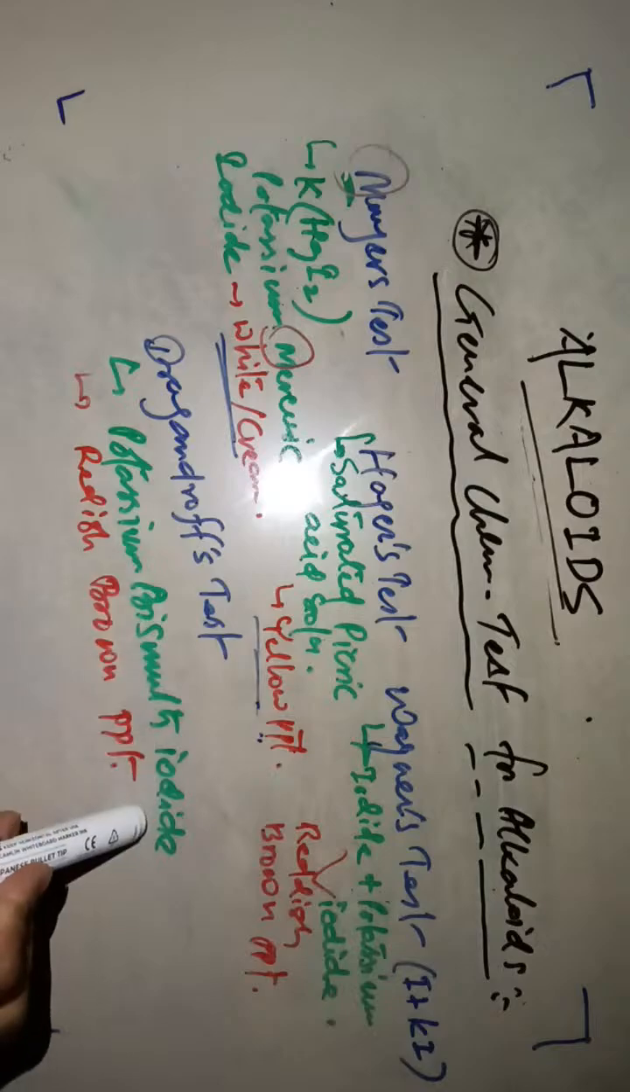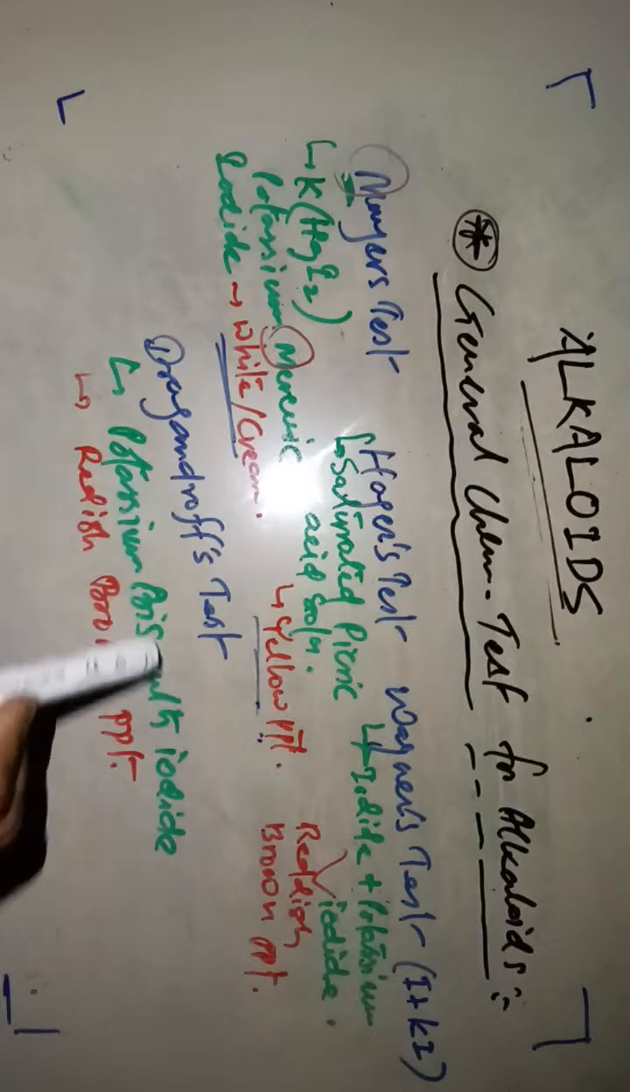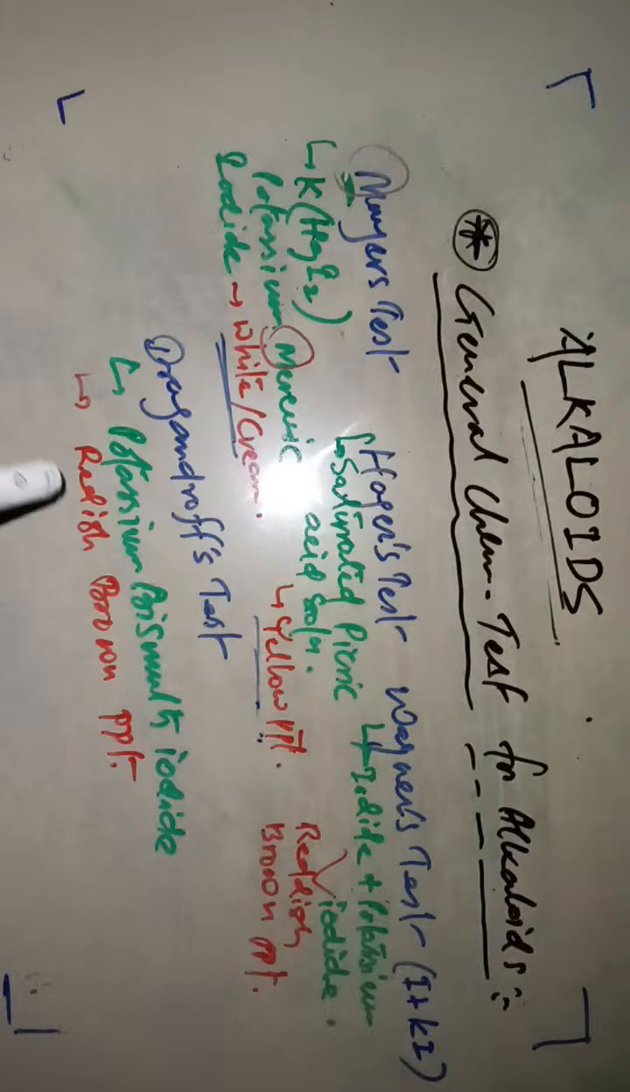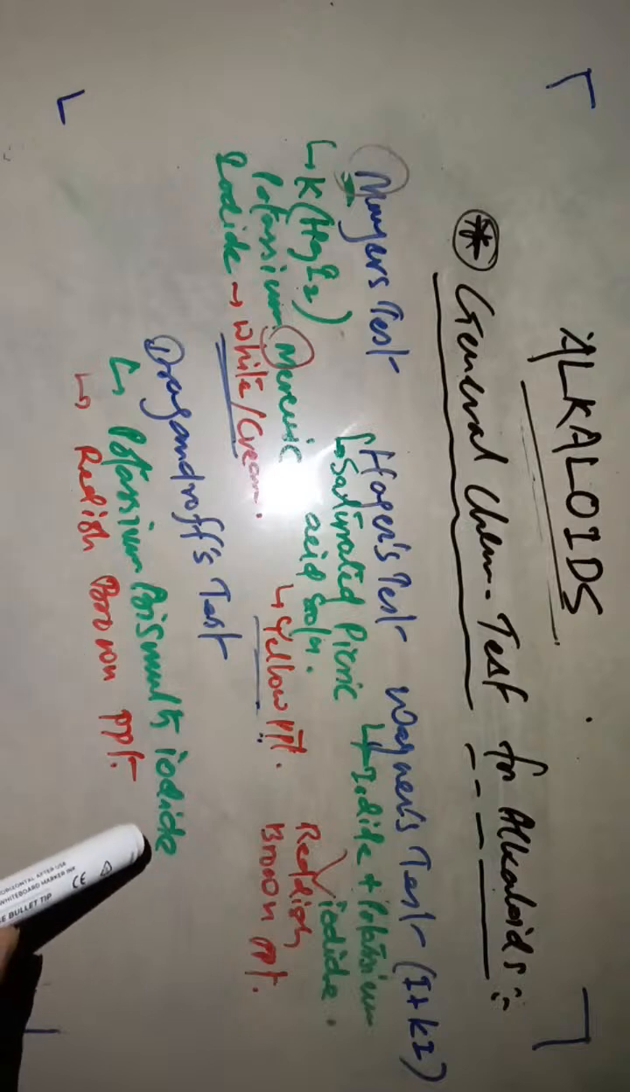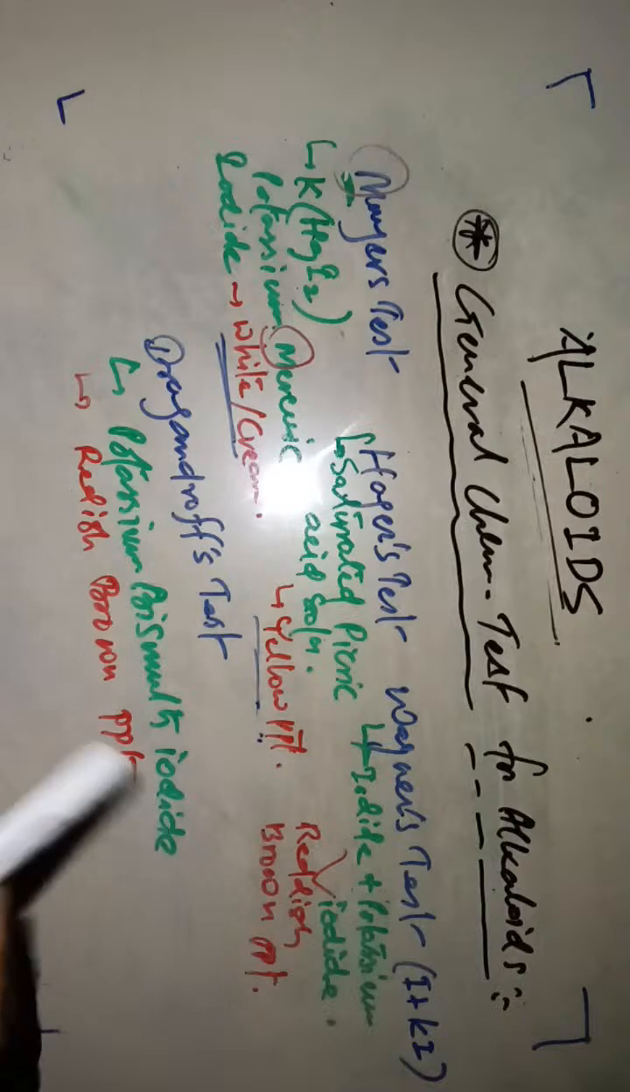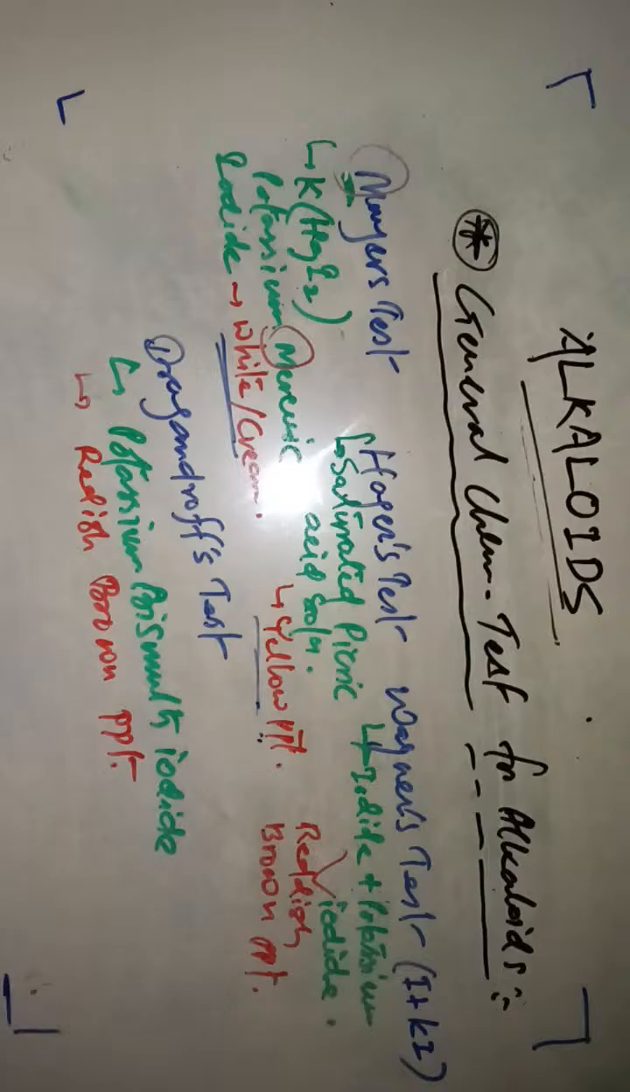Potassium bismuth iodide. What is the reagent used? Potassium bismuth iodide. And what is the final color found? That is a reddish brown precipitate. The final color is a reddish brown precipitate. Okay. Next, we are proceeding towards solubility.